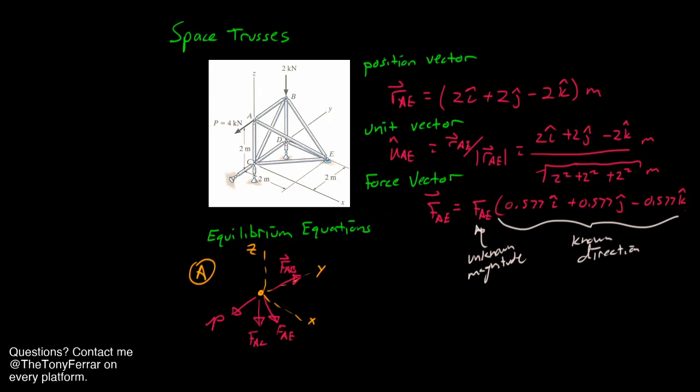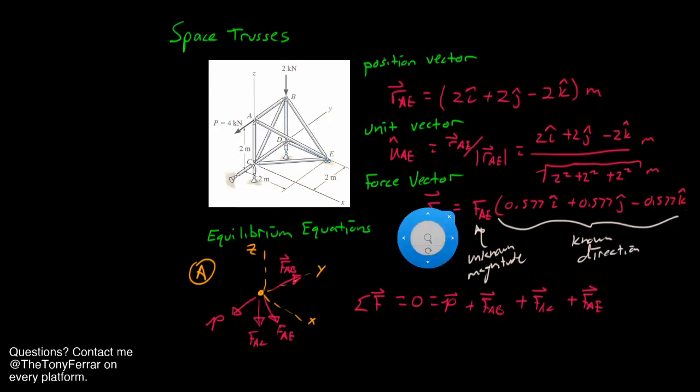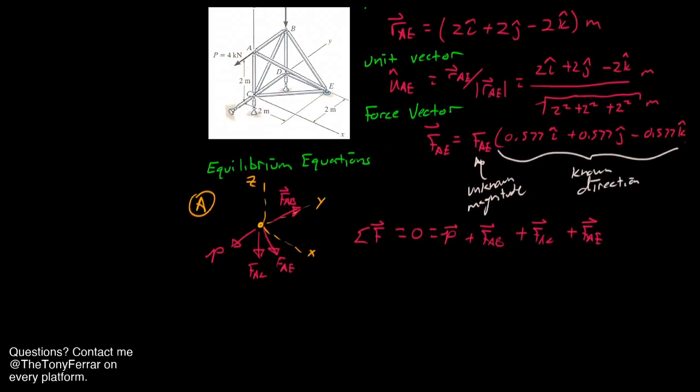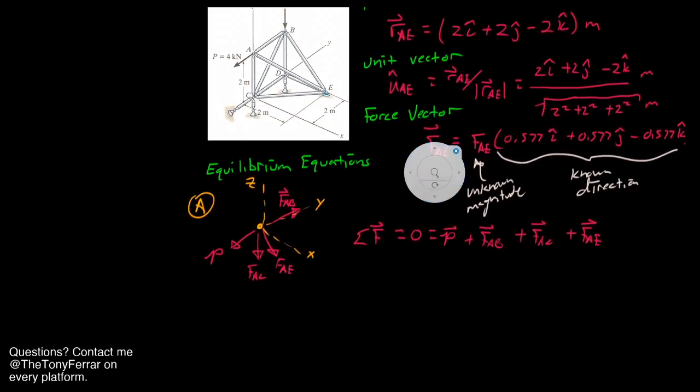To do our equilibrium equation, we sum the forces in vector form, and we'll still want that to be equal to 0, but now we're just going to write everything in vector form. So we've got P as a vector, plus FAB as a vector, plus FAC as a vector, plus FAE in vector form.